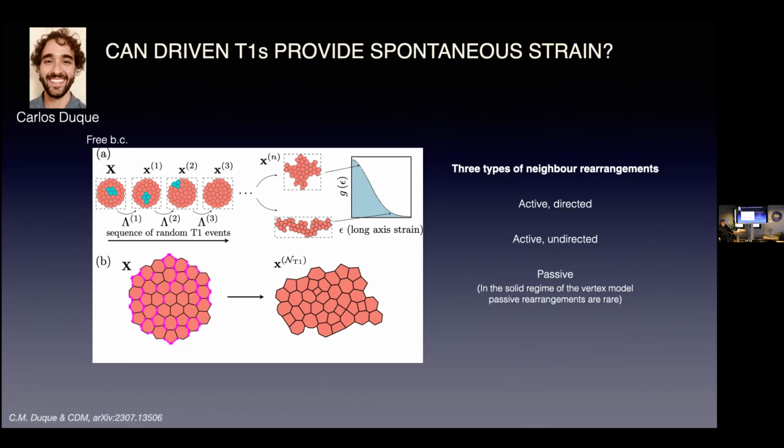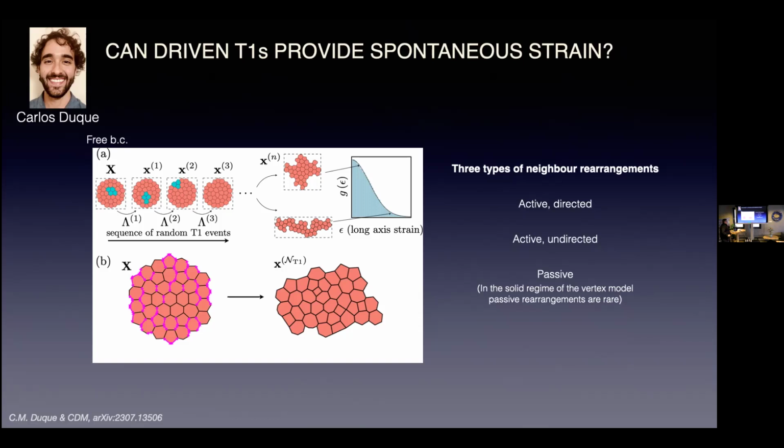The second class is active undirected. We literally randomly choose an edge, any edge, and we flip it. We do the T1 flip. So this neighbor rearrangement is equivalent to what I keep saying, flipping the edge, because this edge is horizontal and then it flips to vertical, right? You rewire it by flipping it to vertical. That's why I'm saying flip.